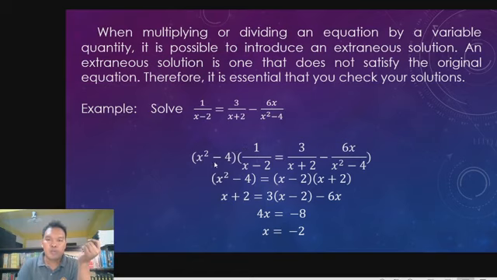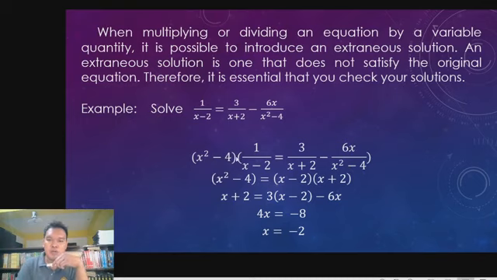So, quantity of x squared minus 4 multiplied by quantity of 1 all over x minus 2 is equivalent kay 3 all over x plus 2 minus 6x all over x squared minus 4. Therefore, kapag ito minultiply natin dito, may matitira tayong x plus 2. So, therefore, ito na po yun, x plus 2. Then, kapag ito minultiply natin dito, may matitirang x minus 2. So, lalabas 3 times x minus 2. Then, pag ito minultiply natin dito sa kabila, lalabas negative 6x na lang po yun, no?